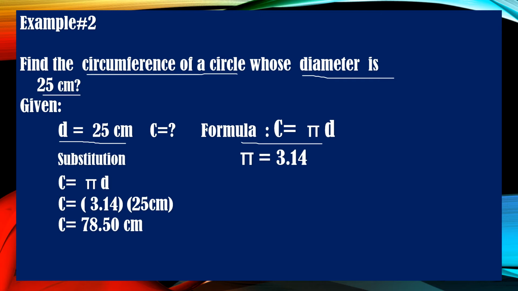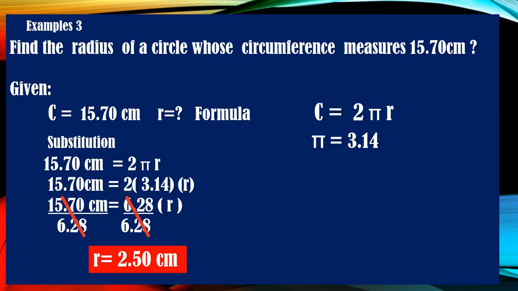Then, we need to multiply. So, the answer here is 3.14 times 25 is 78.50 centimeter. Okay? So, the formula, if diameter is given, is circumference is equals to pi d. And remember that the pi is always or approximately equal to 3.14. Now, let's go on another example.